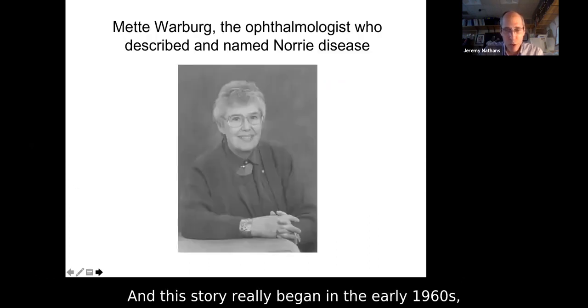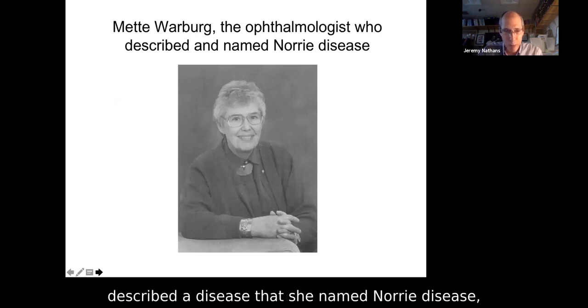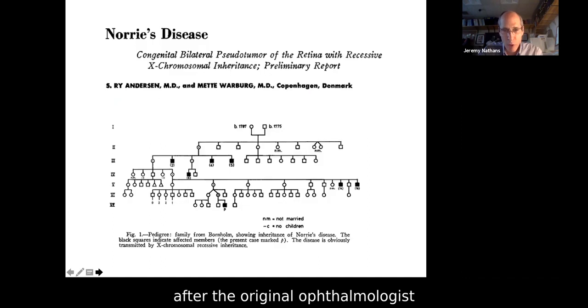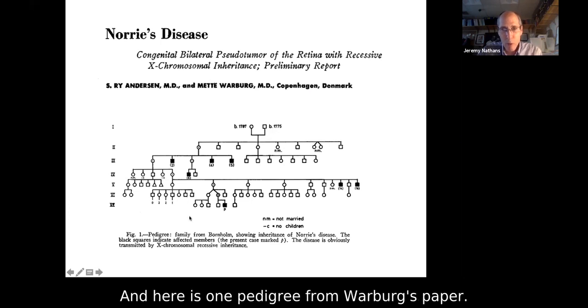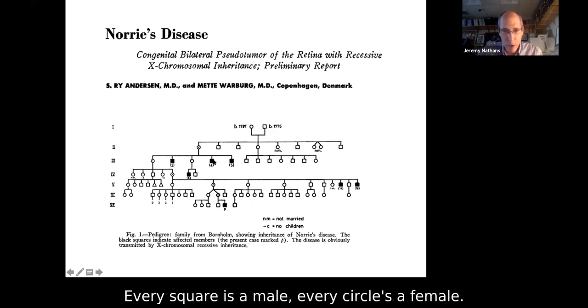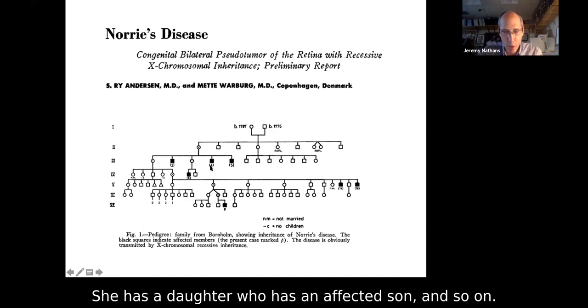And this story really began in the early 1960s when Mette Warburg, who was a Danish ophthalmologist, described a disease that she named Norrie disease after the original ophthalmologist who saw the very first patients in the 1920s. And here is one pedigree from Warburg's paper. Every square is a male, every circle is a female. I think you can appreciate that this is classic X-linked inheritance. Here's a carrier female. She has several affected sons. She has a daughter who also has an affected son, and so on.